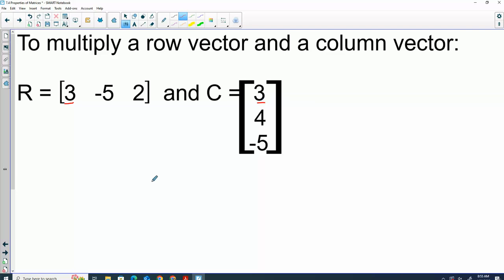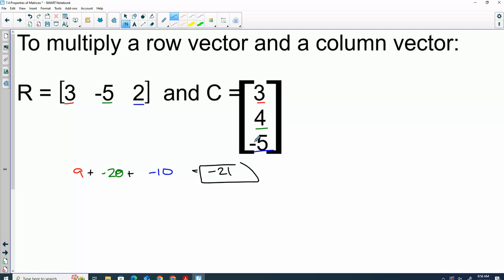So we do 3 times 3, which is 9. Negative 5 times 4, negative 20. And 2 times negative 5, negative 10. But then we have to add those numbers together. So we get negative 21.